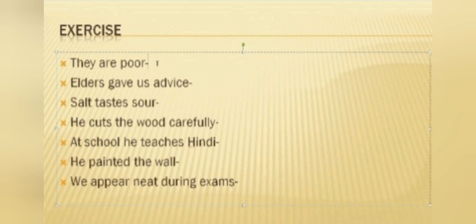The last sentence: We appear during exams. So here, we is the subject of the sentence. This is the pronoun. Appear is the verb. So, during exams answers the question how. How do you appear? During exams. So if something answers the question how, then it will be the adjunct of the sentence. So here the pattern is S, V, and A.